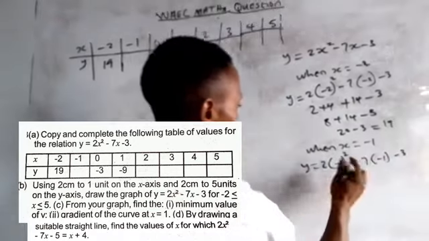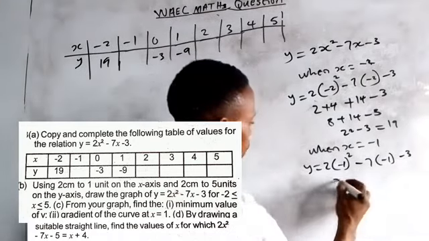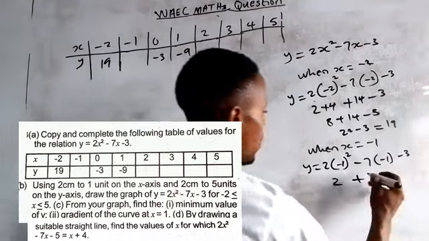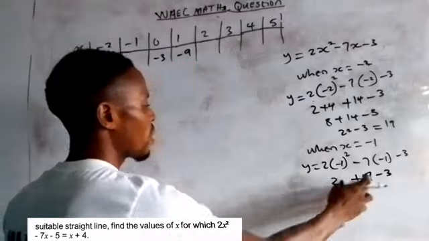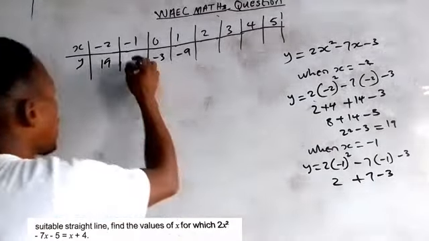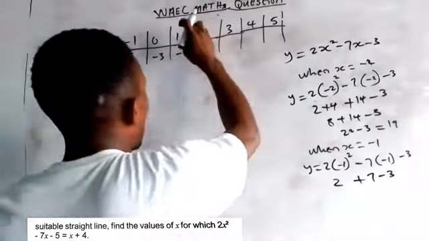So now here we have minus 1 squared, minus 1 times minus 1, that gives us 1. 1 times 2, we have 2, minus. And here, minus times minus, we get plus. 1 times 7, we have 7. And here we have minus 3. So when you add together 2 plus 7, that gives us 9, right? 9 minus 3 gives us 6. So here we have 6. Next, if you do the same thing for 0, we have minus 3. And the same thing here for 1, we have minus 9.